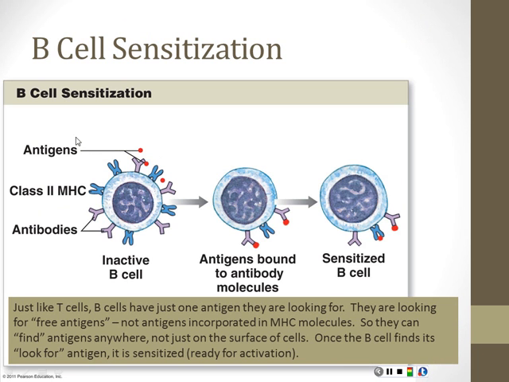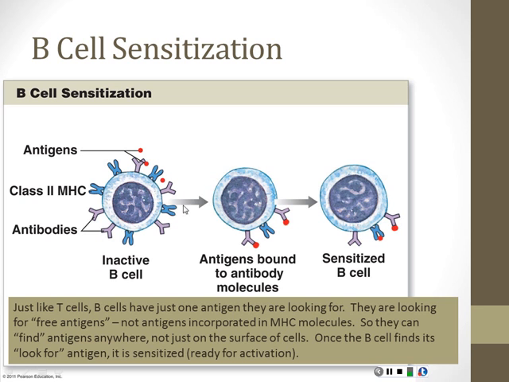So what about B cells? Well, thankfully, there's a lot of similarities. A B cell, just like a T cell, has one particular antigen that it's looking for all the time. Only for B cells, it doesn't have to find that antigen in one of these MHC molecules attached to a cell. A B cell is looking everywhere for an antigen. So on cell surfaces, in between cells, in the interstitial fluid, the B cell is looking for that antigen everywhere.